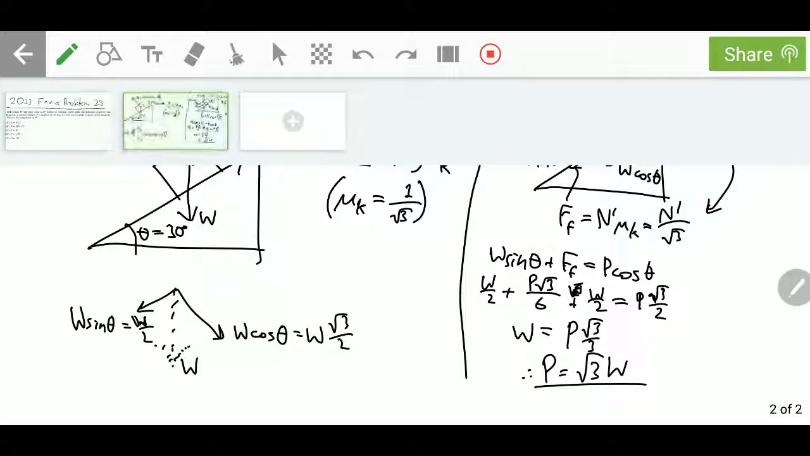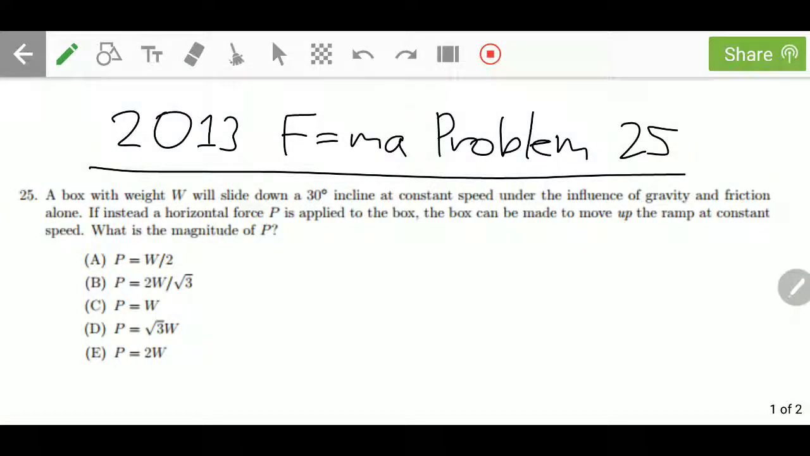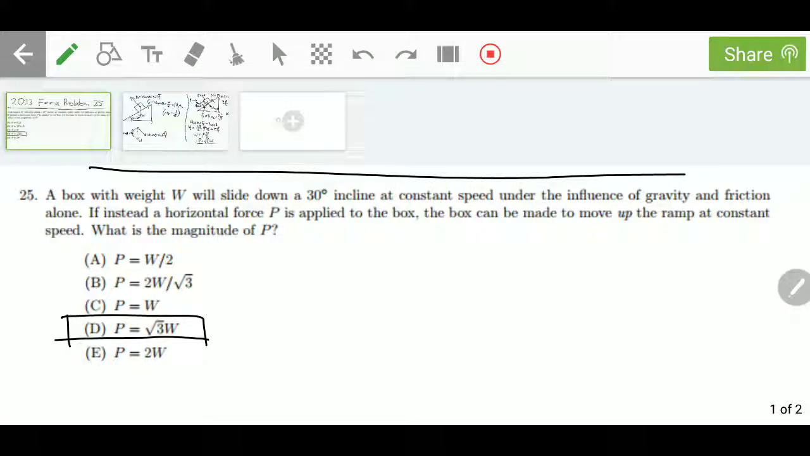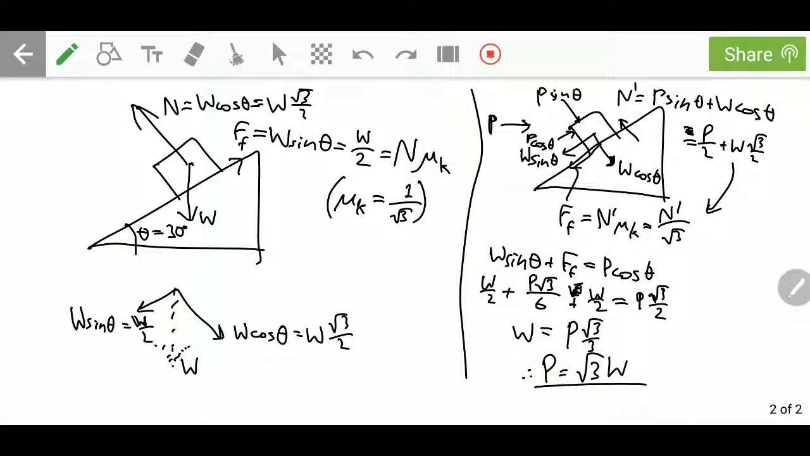And so now let's go back to our options. And indeed, we see that the answer is P equals the square root of 3 times W. And so that's all there is to this problem. One thing that you could do is that instead of writing root 3 over 2 and 1/2 and things like that, you could work it out just in terms of sine theta and cosine theta in general, if you're more comfortable with that. And that could also give you an additional way to check your work. But in this problem, I don't think that is necessary.